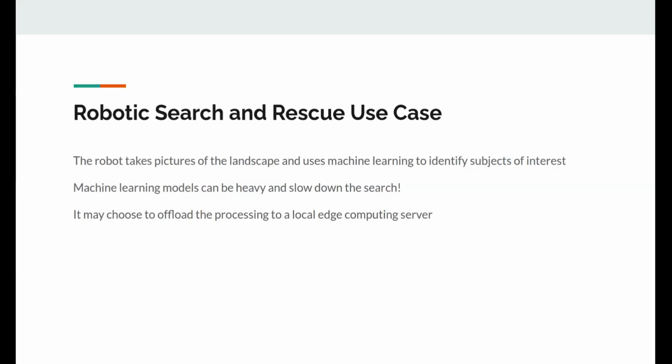Due to computing power improvements in IoT devices, robots can now run computationally light machine learning models in real time with low battery usage. However, these models lack the required accuracy to find subjects that can be only a few pixels wide. Computationally heavy machine learning models are more accurate. However, executing them in the robot results in a significant increase in inference time and battery usage.